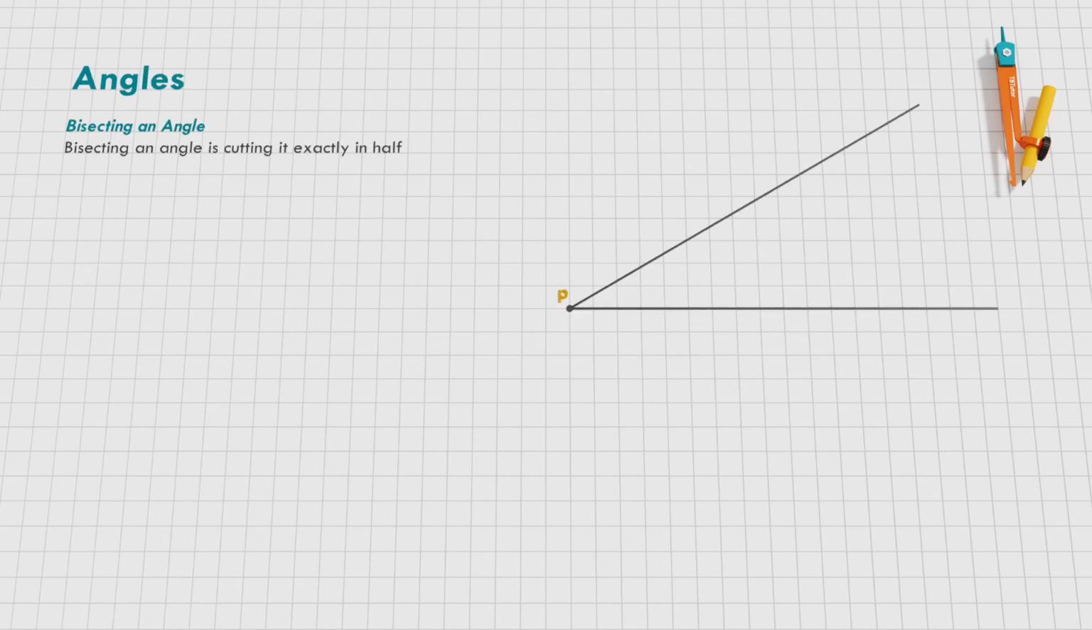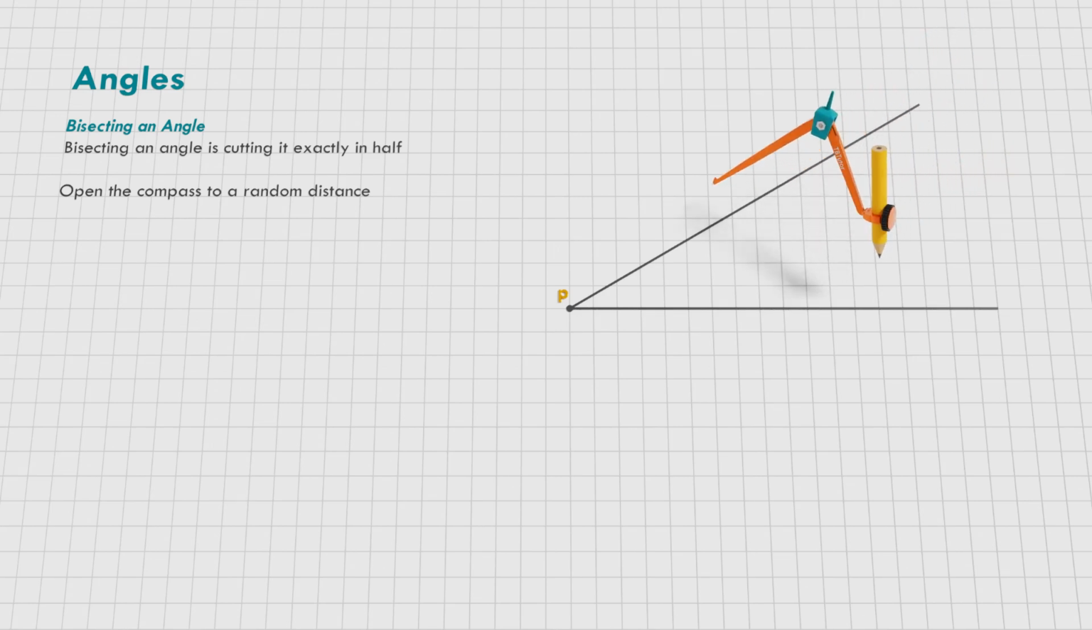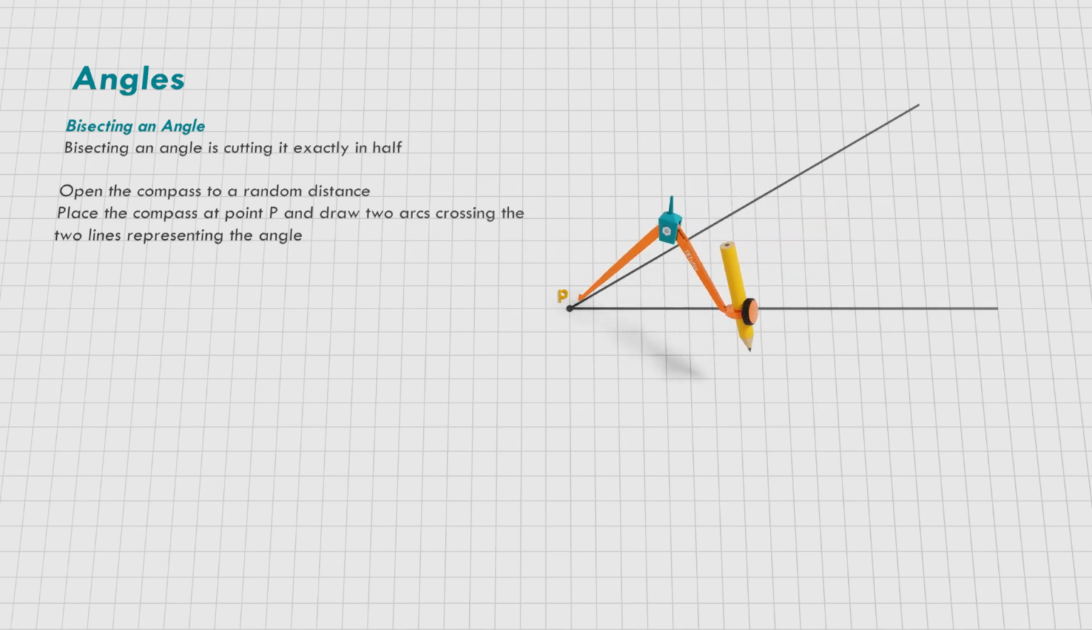Bisecting an angle is cutting it exactly in half. Firstly, we open the compass to a random distance. Then, we place the compass at point P and draw two arcs crossing the two lines representing the angle.